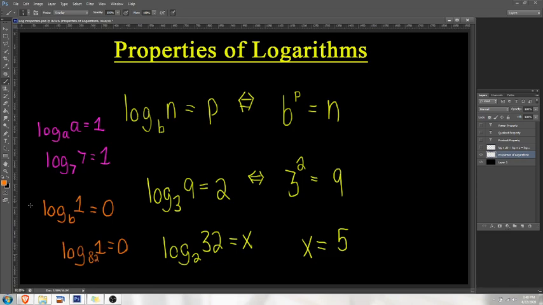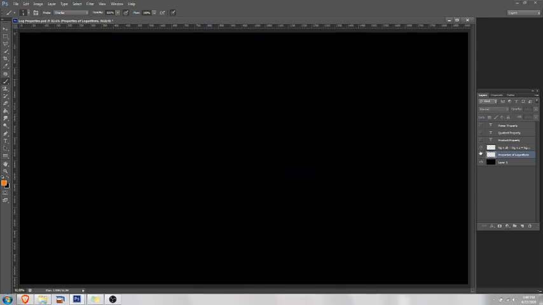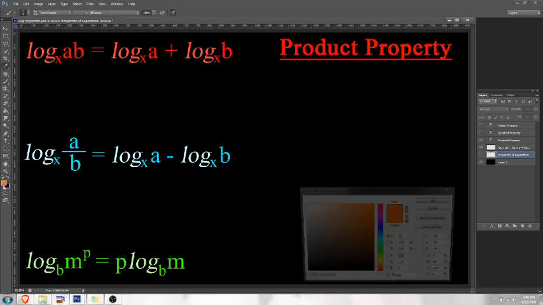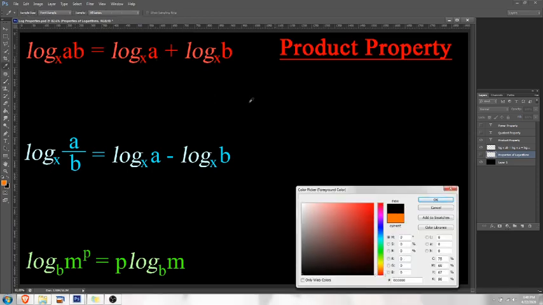So these right here, this one and this one, are some of your more basic log properties. But let's talk about some of the more complicated ones, all right? None of them are really that complicated, but we'll just jump right in. So here are the 3 major properties that we're going to be learning about right now. Let's start at the top with the product property right here in red. I will go ahead and pick up my red pen.